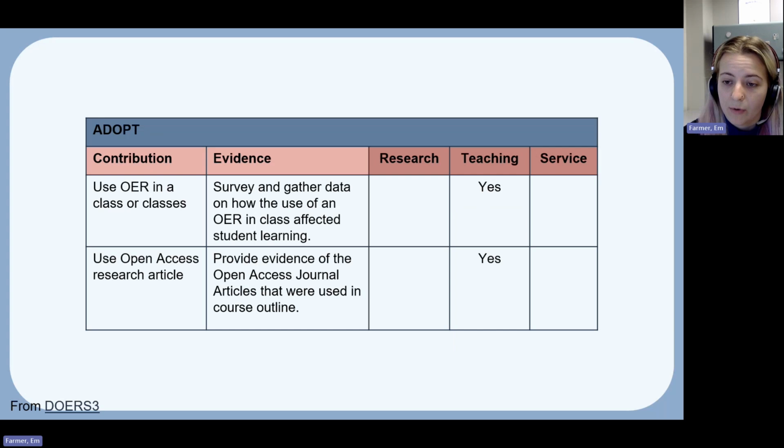And if you're adopting OER, again, still use it, still include it. Using OER in a class or using an open access research article can be part of the teaching category. Again, you would still need to survey your students and include those results and show the effect that OER had on their learning, or provide evidence of the articles you used.